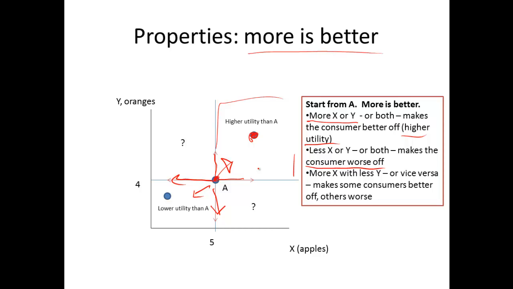Now, these other regions with the question marks in them, more X, for example, with less Y, so we're going this way in X but having less Y, so we're in here somewhere, or vice versa, more of good Y and less of good X, putting us in this region, well, that's a question mark. Some consumers would be better off at any particular point there relative to A. Others would not. But this nevertheless is already a clue about what something that's coming later, the indifference curve, is going to look like. Well, we'll get there.